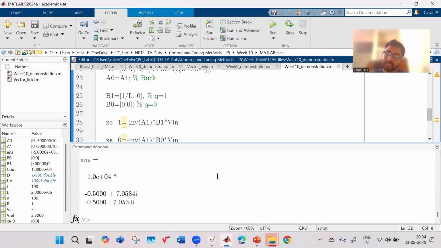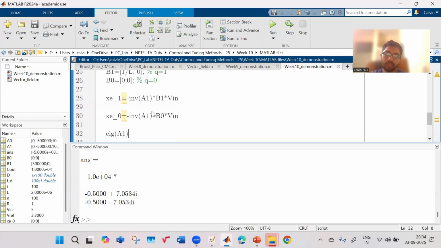So is this stable or unstable? Real part is negative, so it is stable. Okay. So this equilibrium point, what type of equilibrium point is it? Is it a stable node? Is it a stable focus? What is it? Stable focus. It is a stable focus.